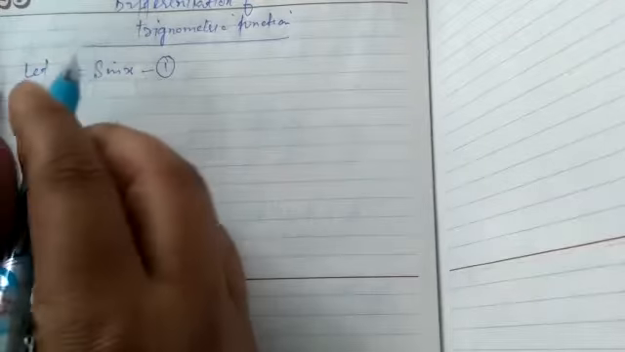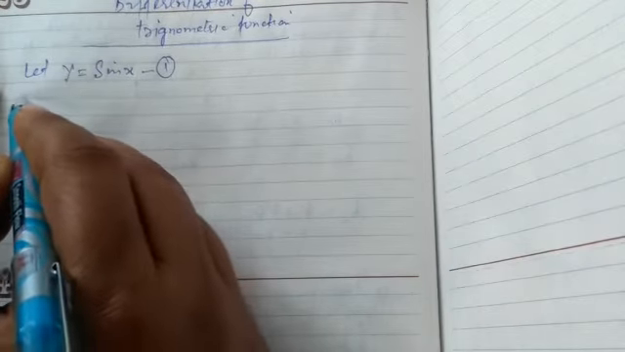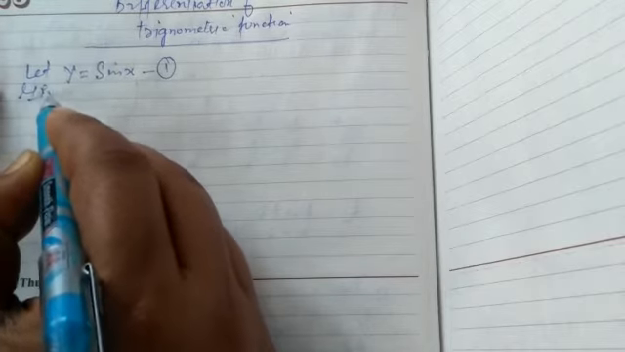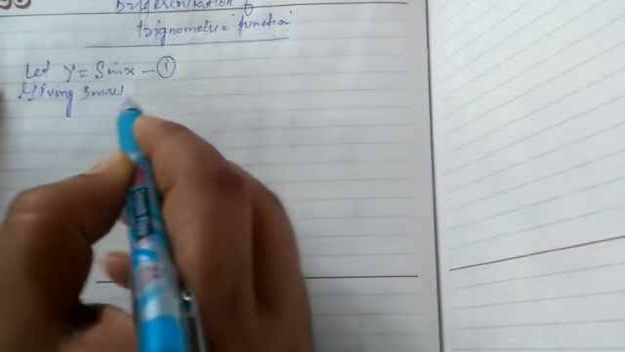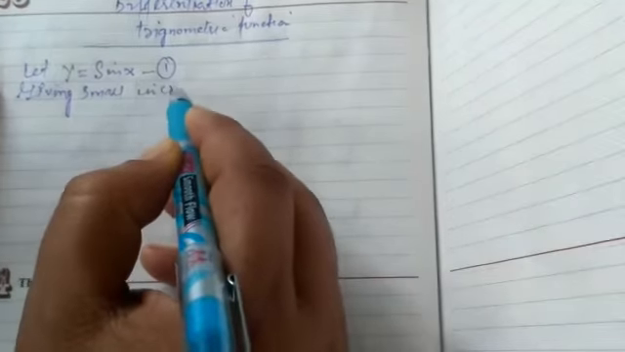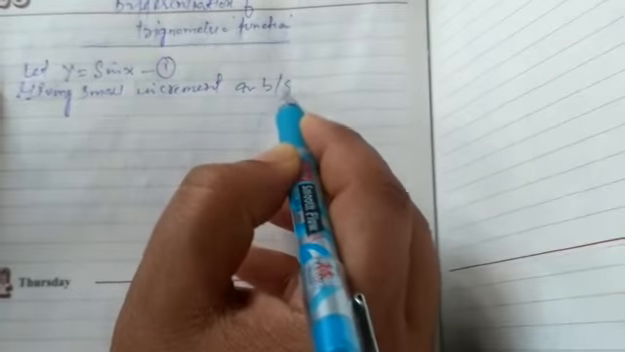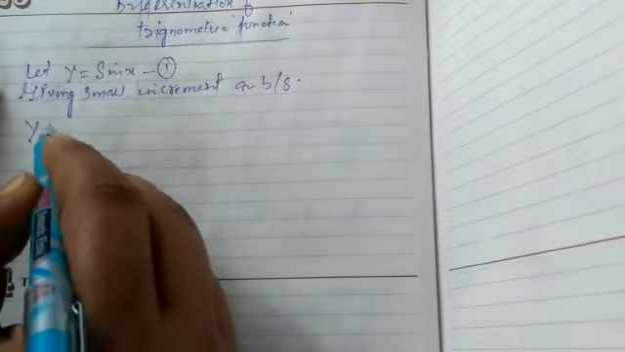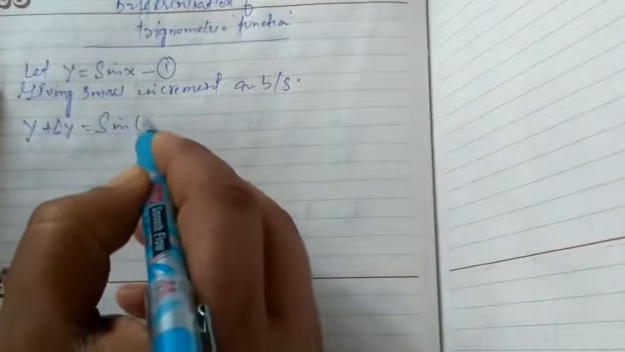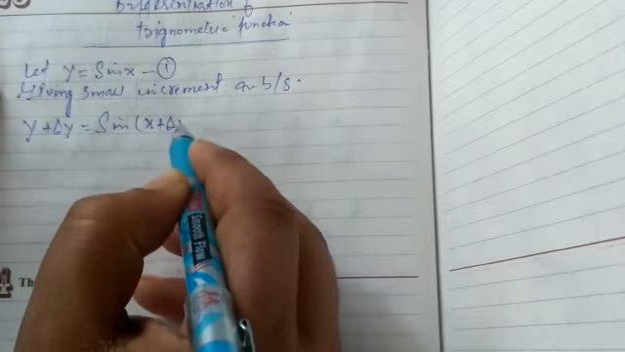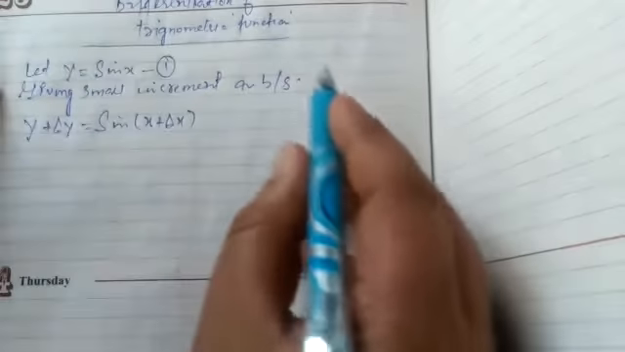In the same method, by the first principle method, by the ab initio method, we have to follow that. The first step is giving a small increment on both sides. So it will be y plus delta y equals sine of x plus delta x, because the increment is to x, not sine of x.